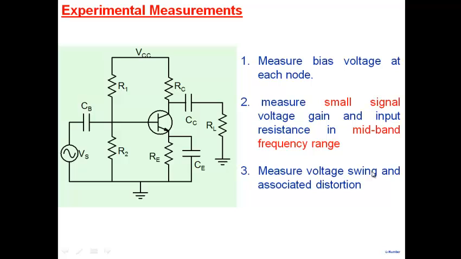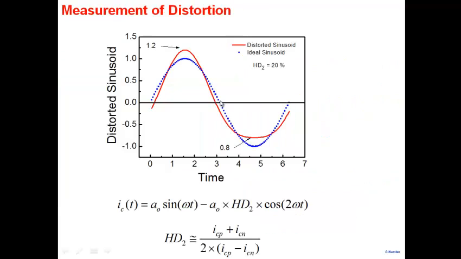Measure voltage swing and associated distortion. So what you do is you apply a very low value and measure the output voltage, and your oscilloscopes also have an FFT, so you can get the spectrum of your sinusoid. Otherwise, I'll just show you what you should notice. If your sinusoid is distorted, one of the effects is that the positive peak will be different from the negative peak. Therefore a measure of distortion can be obtained very quickly by measuring the positive peak and the negative peak, and from the slide you can get an estimate for harmonic distortion.